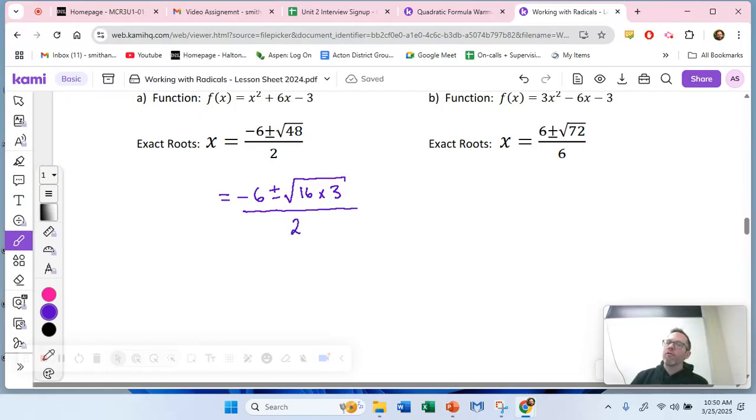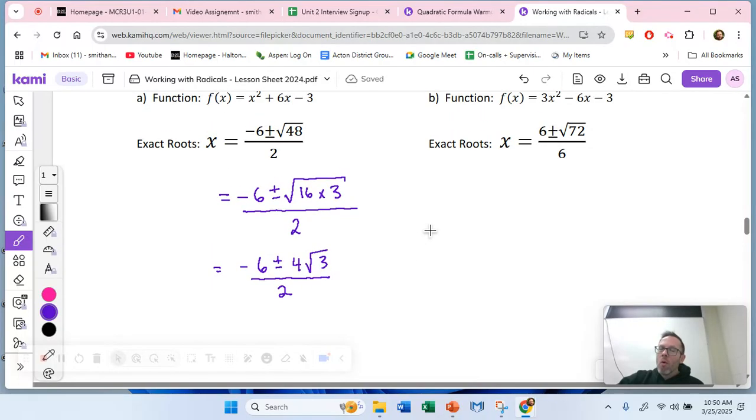Now, if you're okay with this, you can start skipping that intermediate step. I think we understand the root of 16 is exactly 4. So I'm going to write that right now as 4 times root 3. Why 4? Because the root of 16 is exactly 4.